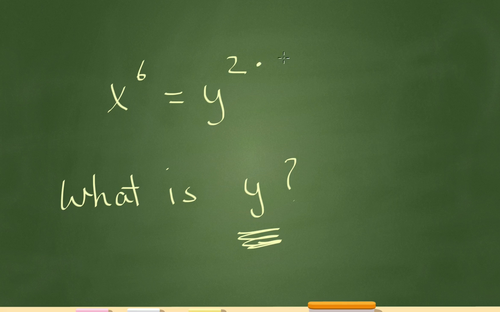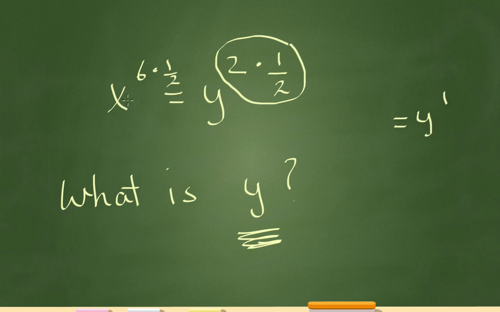So what I can do is multiply this by its reciprocal, which is 1/2. But now if I do that to this side, I have to do that to this side as well. So 2 times 1/2 up here is going to give me 1. So that's just going to be y to the 1st equals x to the 6 times 1/2, which I know is 3. So that leaves me with x cubed. So I know that y equals x cubed, which is answer choice C again.